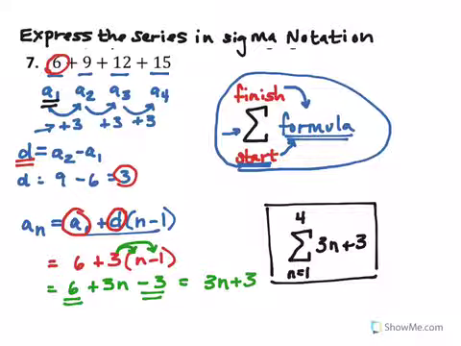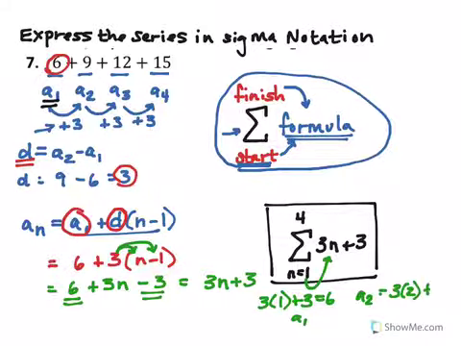And you can check your work here by taking 1 and inputting it in. We get 3 times 1 plus 3, which is 6, which should equal a sub 1. And we could continue with that process. A sub 2 should be 3 times 2 plus 3, which is 6 plus 3, which equals 9, or the second term in the series, and so forth.